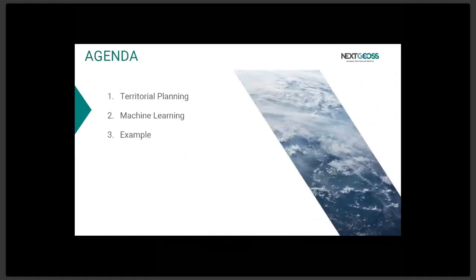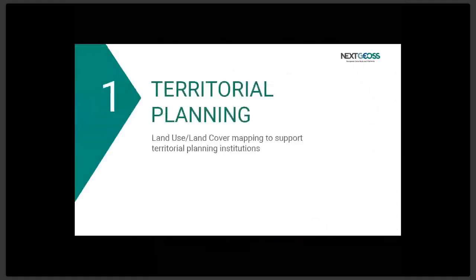First, the territorial planning pilot. We want to create products that are used by territorial planning institutions to make better decisions. For example, land use land cover maps can be used by the Portuguese government to decide where to build the next road or where to build a new building.